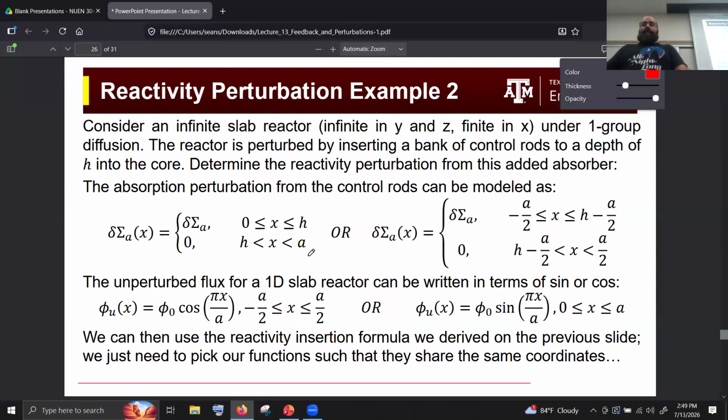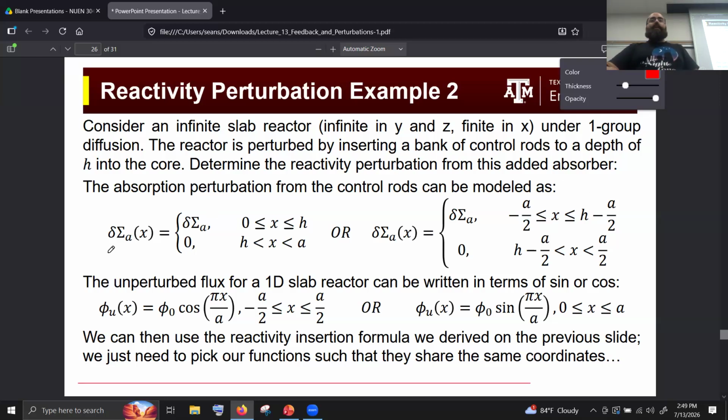And so this is another example of a perturbation theory example, where in this case we're assuming that we've got an infinite slab reactor. It's the same thing as a 1D reactor, a rectangular geometry that's infinite in Y and Z and finite in X. And in one group diffusion, we have a formula for the flux in a 1D slab. And we're going to assume that we perturb the system by adding control rods to some depth h into this slab. So we want to determine how the reactivity is perturbed by this added absorber.